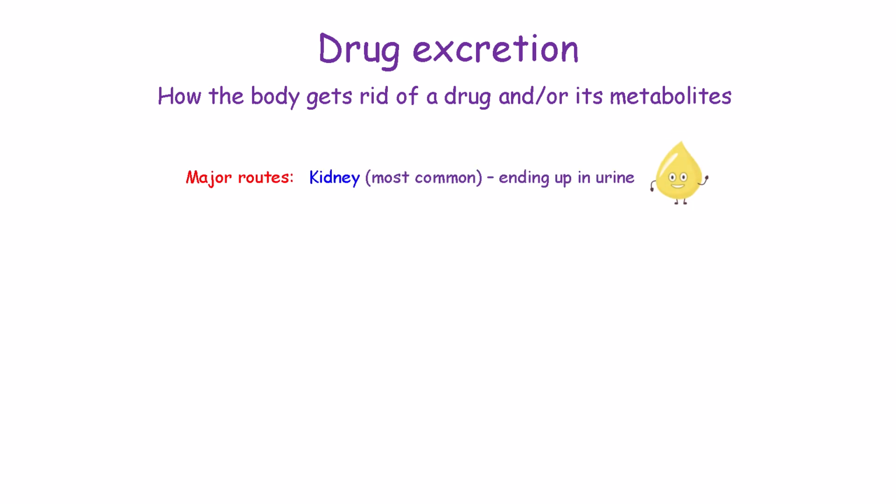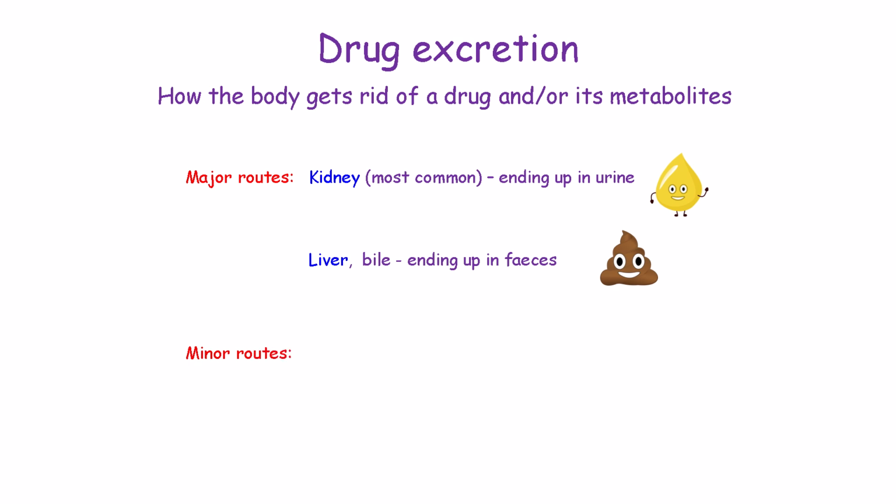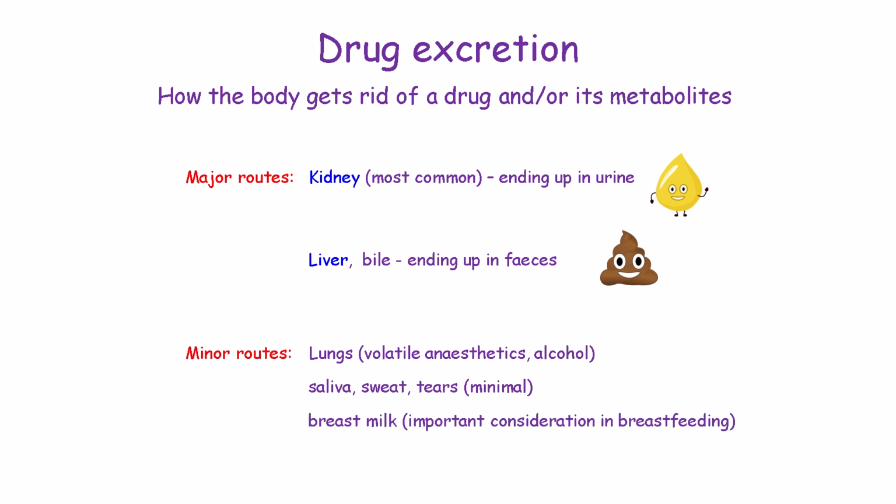The liver is another major route, directing drugs through bile to feces. Although minor, additional routes for drug excretion are the lungs, saliva, sweat, tears, and breast milk. While saliva, sweat, and tears play a minimal role, the lungs are an important route for volatile anesthetics and alcohol, and drug accumulation in breast milk is an important consideration in breastfeeding.